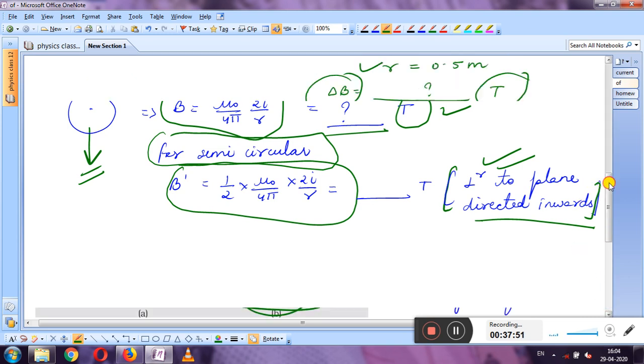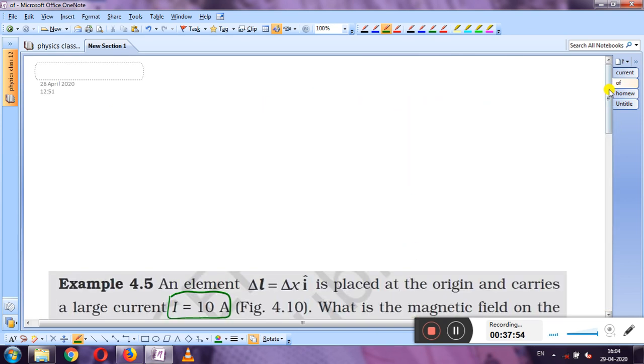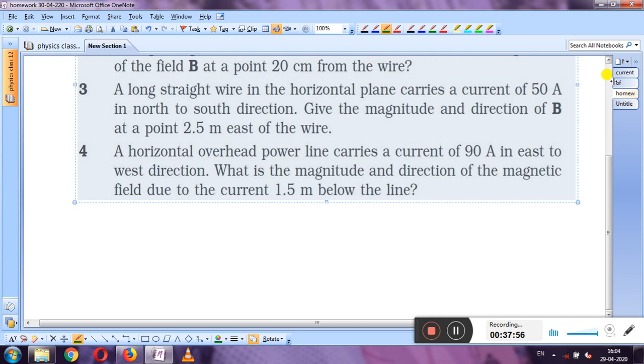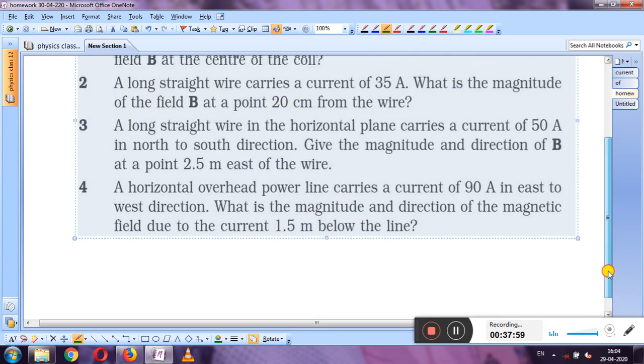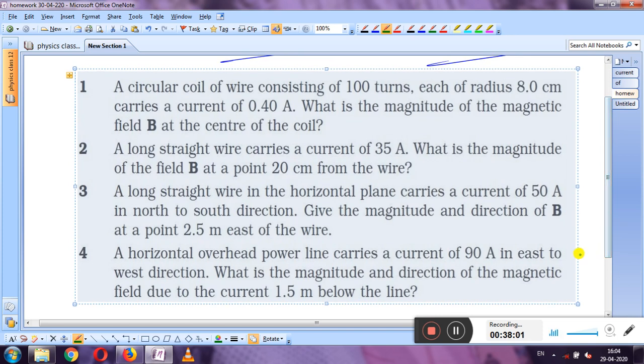These were the two questions which we have taken today. Homework I have already given you. If you have not seen it, just take its screenshot, do these questions, and send your answers to me on my personal number.